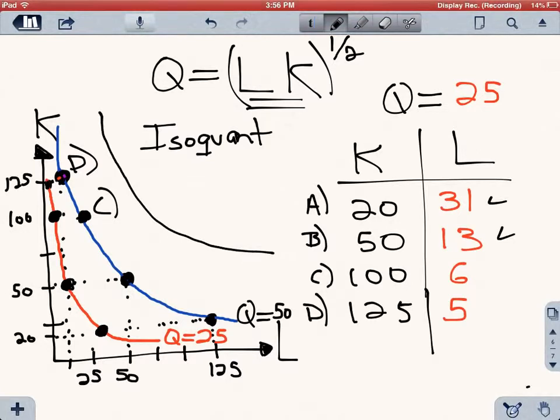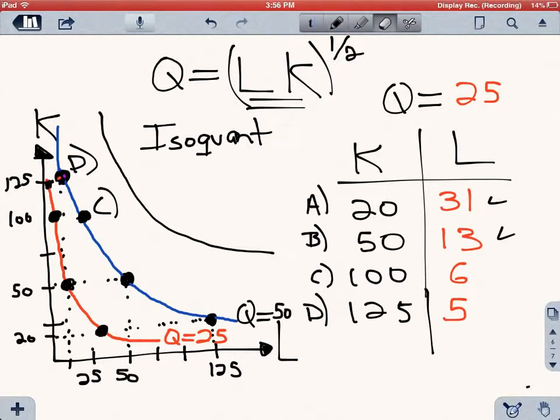So basically, this is like the utility curve, right? When the output is larger, the isoquant is going to shift to the right. When output is smaller, the isoquant would shift to the left. And along the isoquant is the same output, but with different combinations of the inputs.